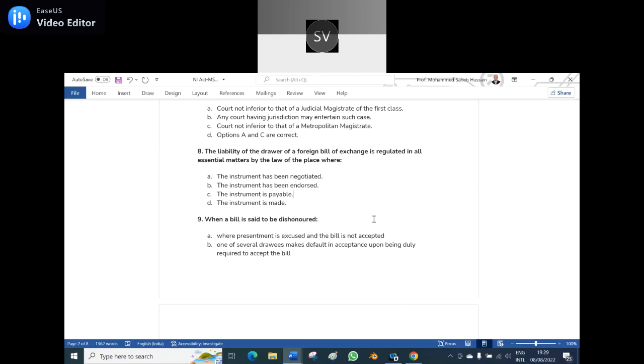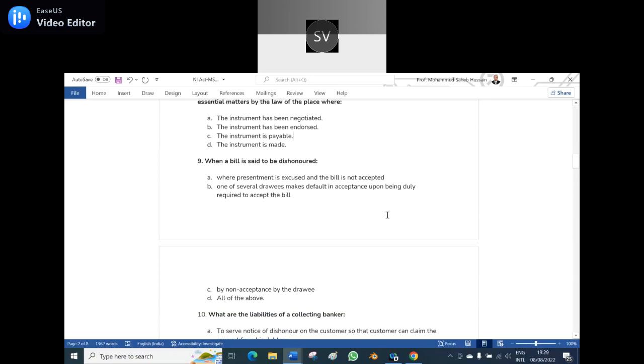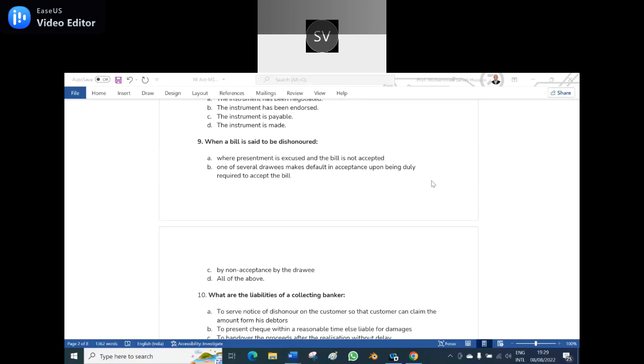Ninth question, when a bill is said to be dishonored. Option A, where presentment is excused and the bill is not accepted. Option B, one of several drawees makes default in acceptance upon being duly required to accept the bill. Option C, by non-acceptance of the drawee. Option D, all of the above. Option D. Yes, option D is the correct answer. All these factors will amount to a bill being dishonored.